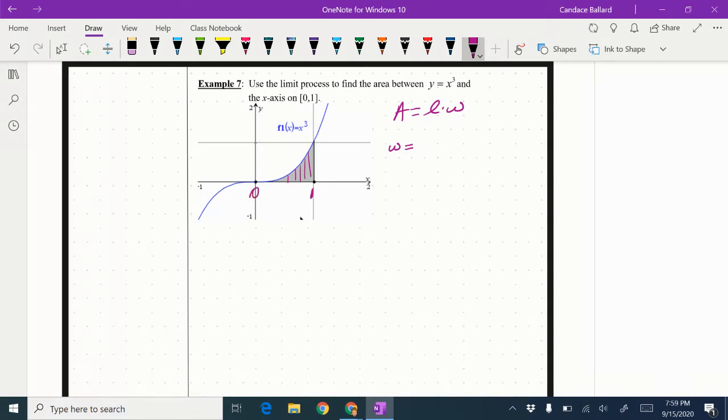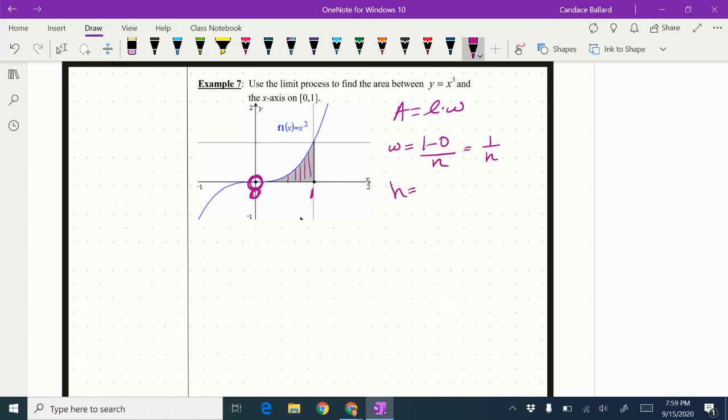So I have a 1 and a 0. So this is going to be 1 minus 0, and then I'm going to divide that by n. So my width is 1 over n this time. Then I always look at my starting value here. I know that it's 0, so I'm not really super worried about that.